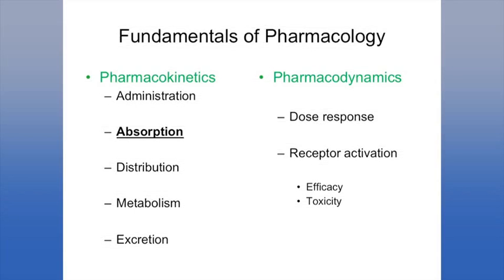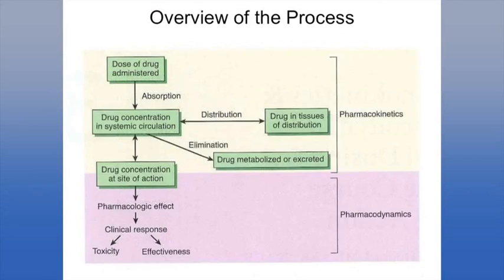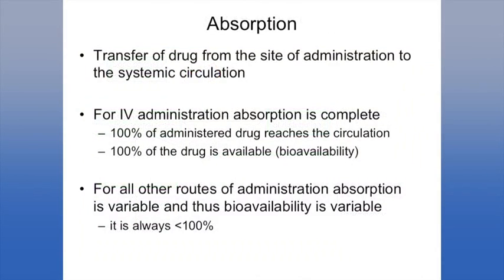So let's continue. We've discussed administration. Now let's move on and discuss absorption. So this is the picture you've seen before, and we are going to talk about this process here. How does the drug get from the site of administration to reaching the systemic circulation? So the definition of absorption is the transfer of a drug from the site of administration to the systemic circulation.